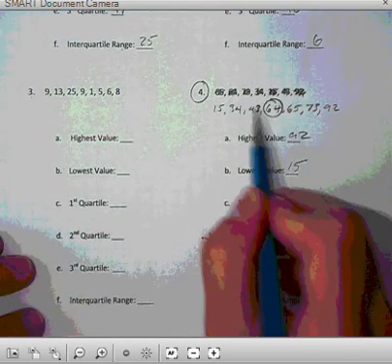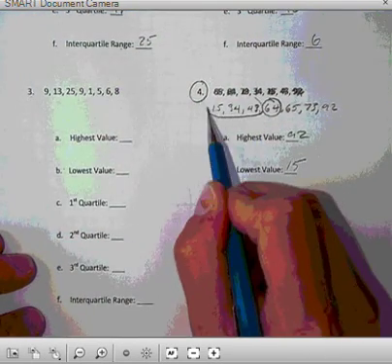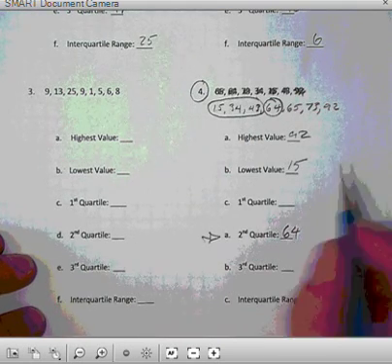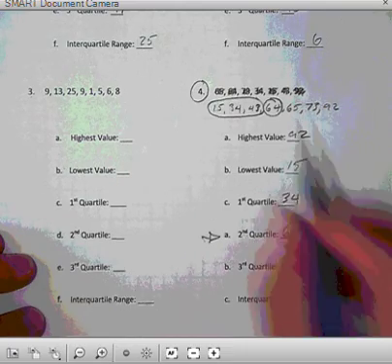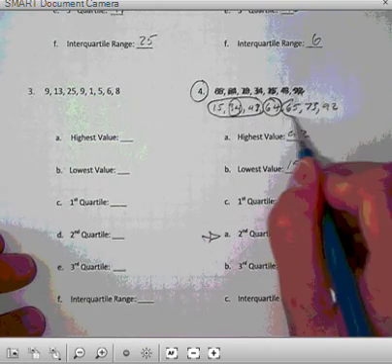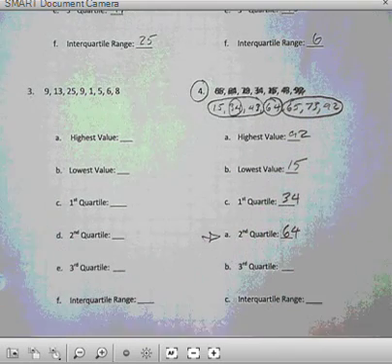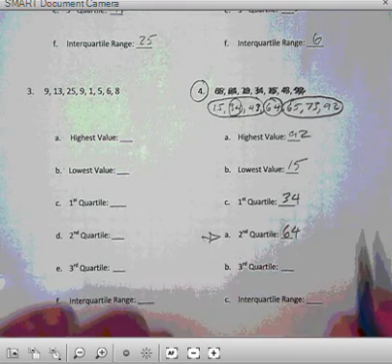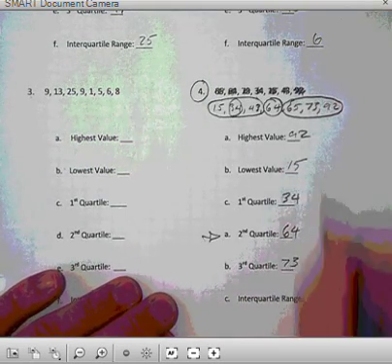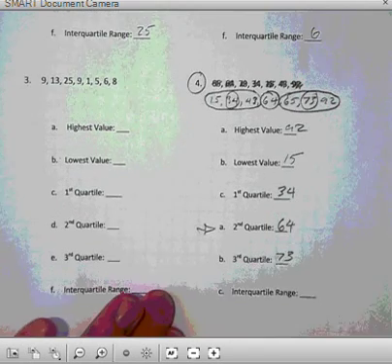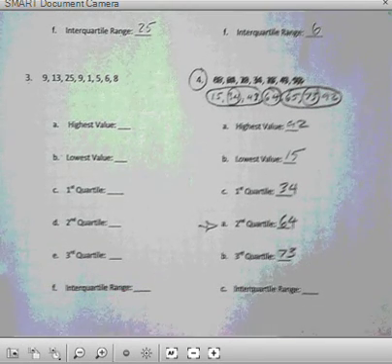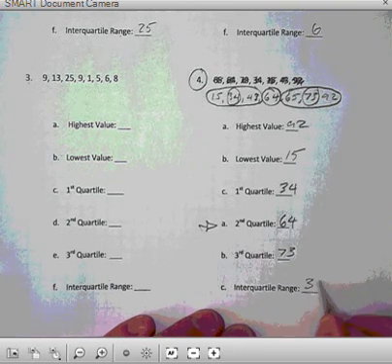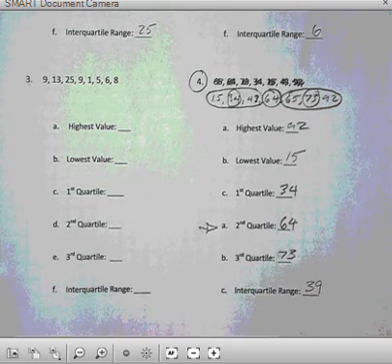So to find our first quartile, we have to find the median of all the numbers below that. James, what is that? 34. Outstanding. That's that number right there. And our upper data set. Austin. 73. Very good. And what about our interquartile range? What's the interquartile range of that? Becker? 39. Very good.